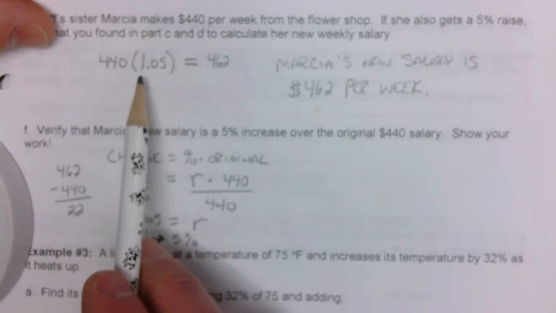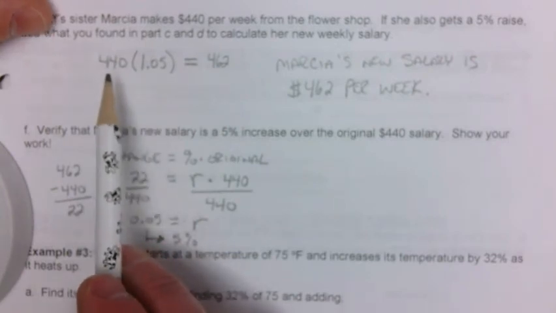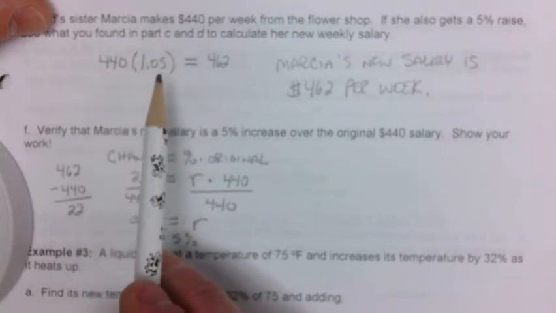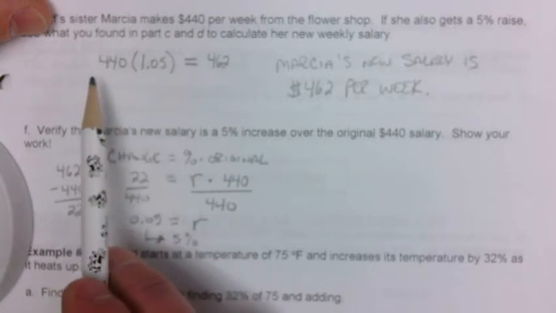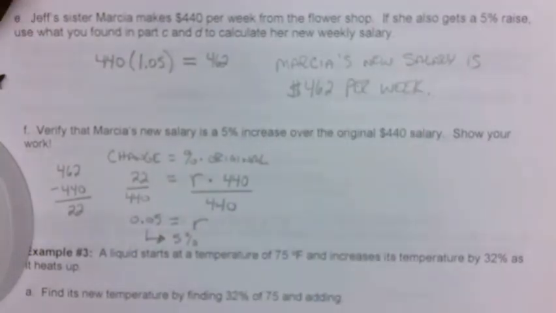So once again, if you want to show that you're getting a 5% raise, take the old salary and multiply it by 1 plus the decimal equivalent of 5%, which is 5 hundredths. 1 and 5 hundredths times 440 gives you that brand new salary. Marcia's new salary was $462 per week.